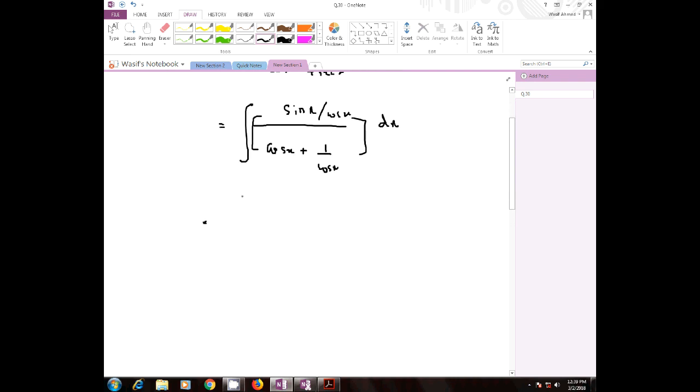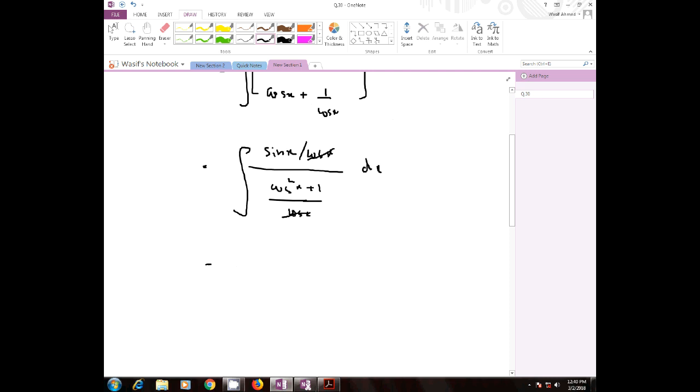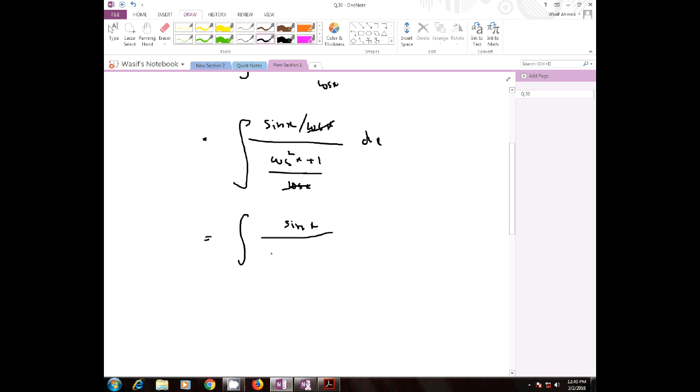From here you have sin x divided by cos x. If you take cos x as common, or you apply the LCM, you have cos square x plus 1 divided by cos x dx. This cos x gets cancelled with this cos x, and you are left with only sin x divided by cos square x plus 1.